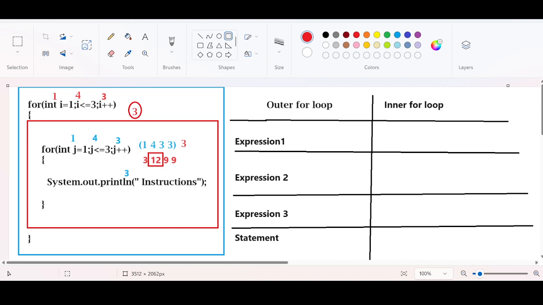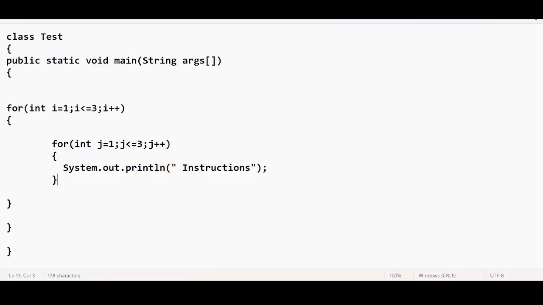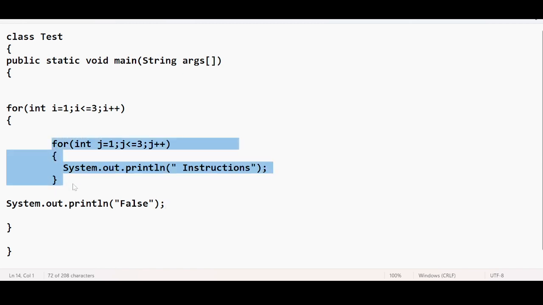Okay, so let me add a false. Let me add one more statement here, System.out.println. I'm adding a false here. If the for loop is getting executed successfully, for all the true conditions, instructions will be displayed in the console. For all the false conditions, false will be displayed in the console. If I run this, we will get to know how many times the true condition is satisfied, how many times the false condition is getting satisfied. Let me run this.